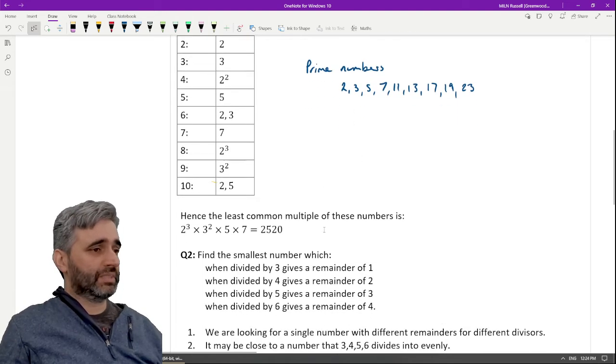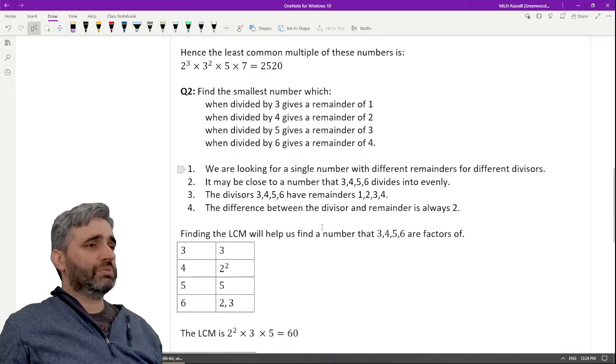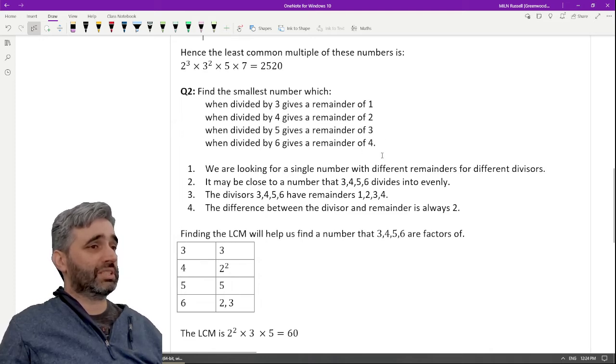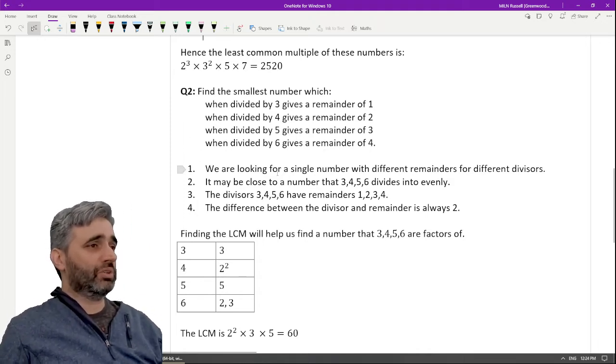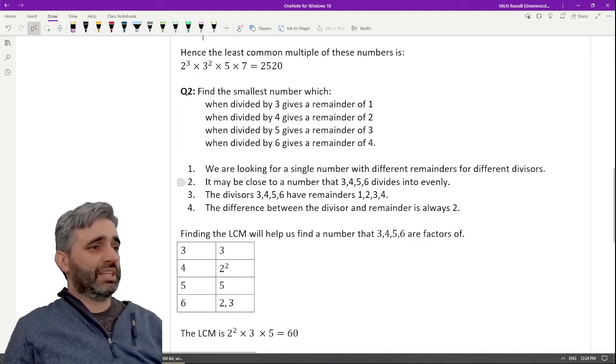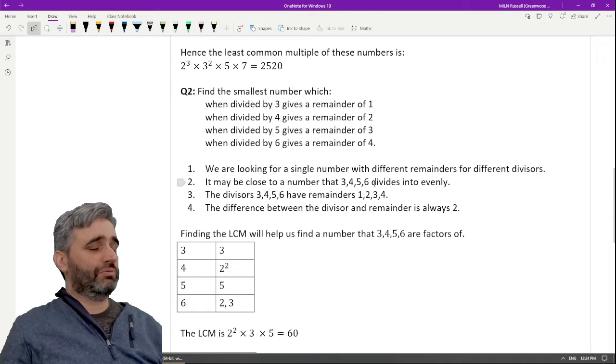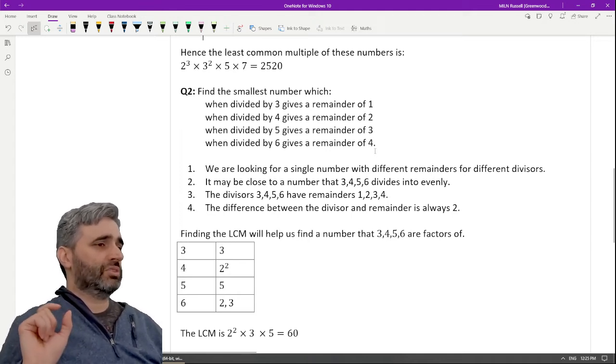So question 2: find the smallest number which, when divided by 3, gives a remainder of 1, when divided by 4 gives a remainder of 2, when divided by 5 gives a remainder of 3, and when divided by 6 gives a remainder of 4. From that question we can see a few things. First, we're looking for a single number, because it says find the smallest number. The second thing is it may be close to a number that 3, 4, 5 and 6 divide into evenly. The hint for that is that the difference between 3 and 1 is 2, and 4 and 2 is 2, and 5 and 3 is 2, and 6 and 4 is 2. So there's going to be a gap of 2.